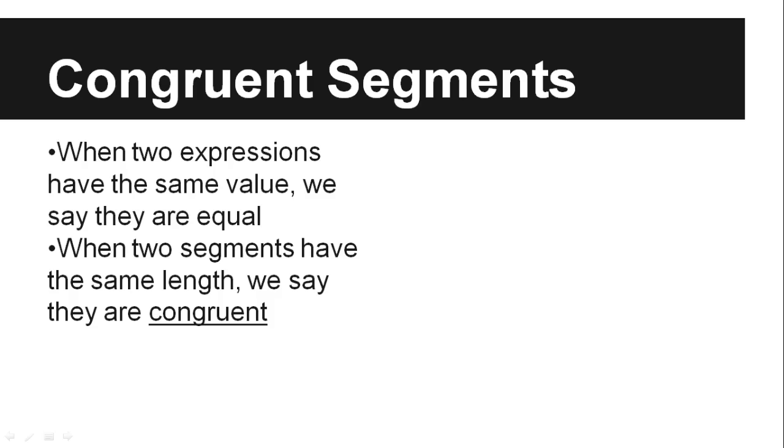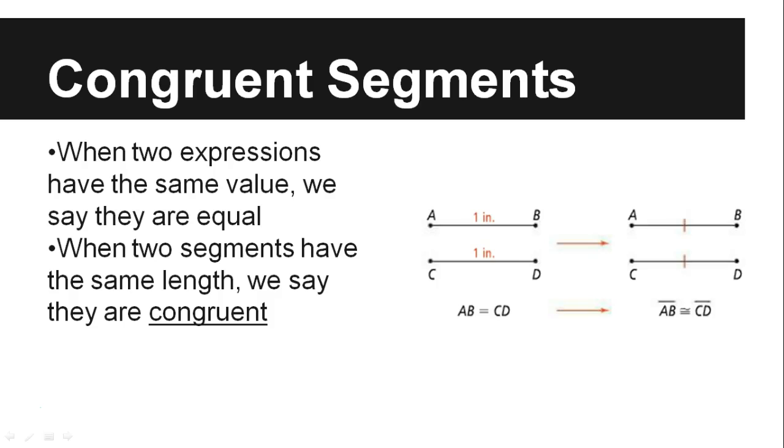So the big difference here, what you really need to keep in mind, is when you're given measures, actual numbers, we say that they're equal. But when we're talking about just the segments themselves with no value, then we use congruence, as you see here. On the left-hand side, AB and CD both had a measure of 1 inch, so we say that those segments are equal to each other.